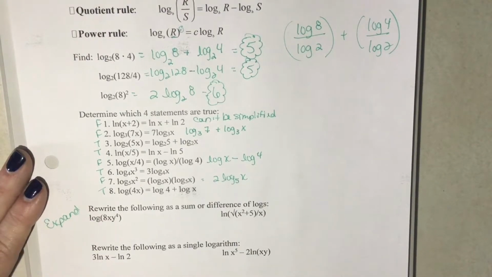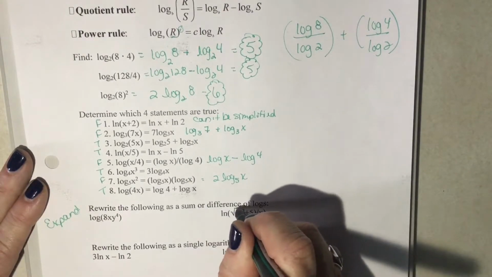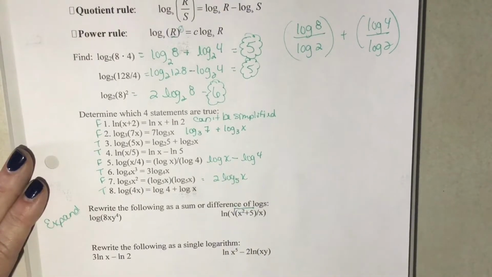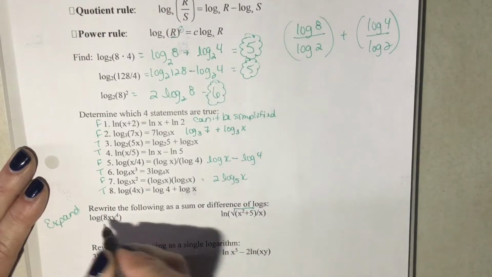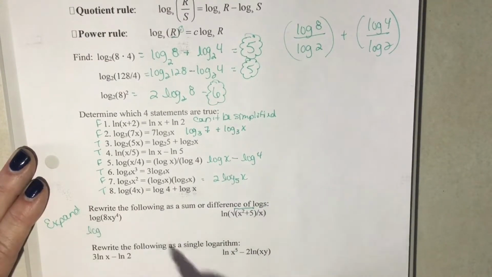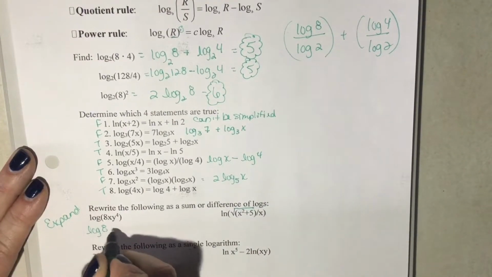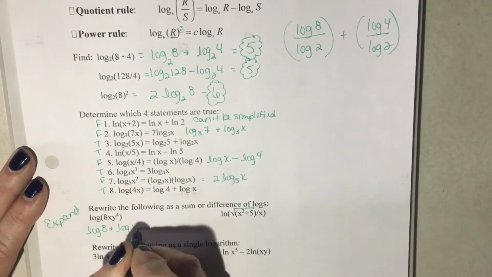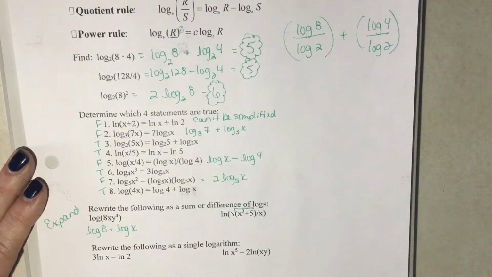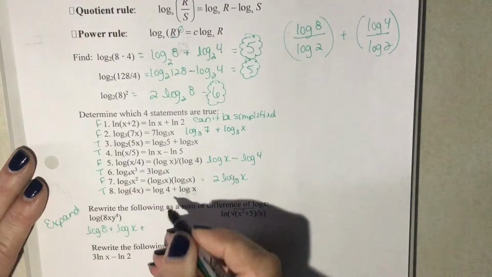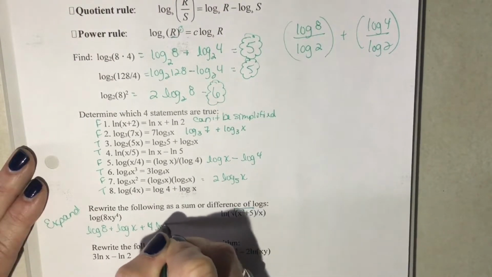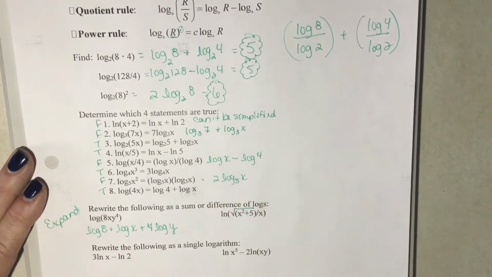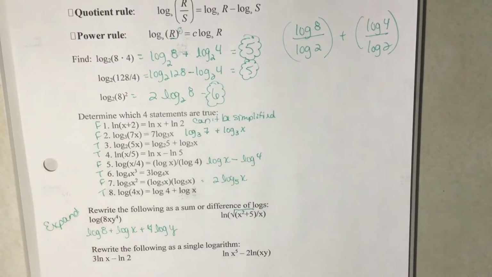Am I going to be adding or subtracting? Okay. What's my base on that log? Do I have to write that? So log 8, log x, 4 log. Awesome. I've got that exponent. So the 4 comes out. So 4 log e, 4 log y. Okay.